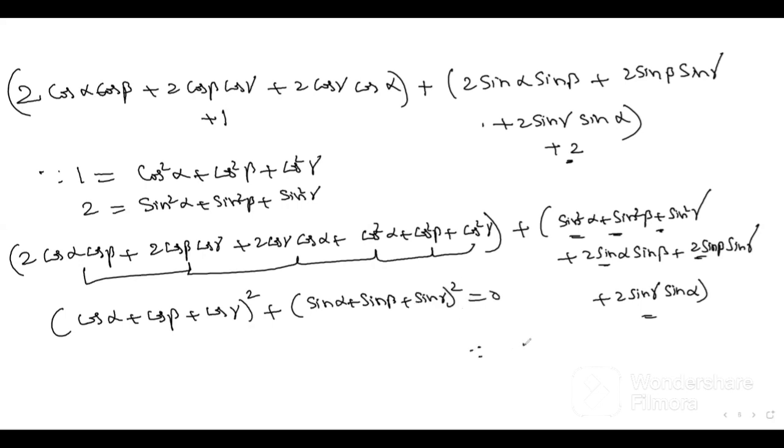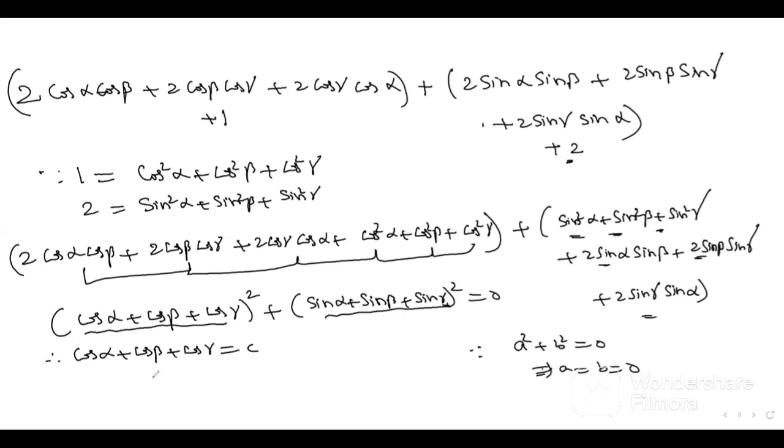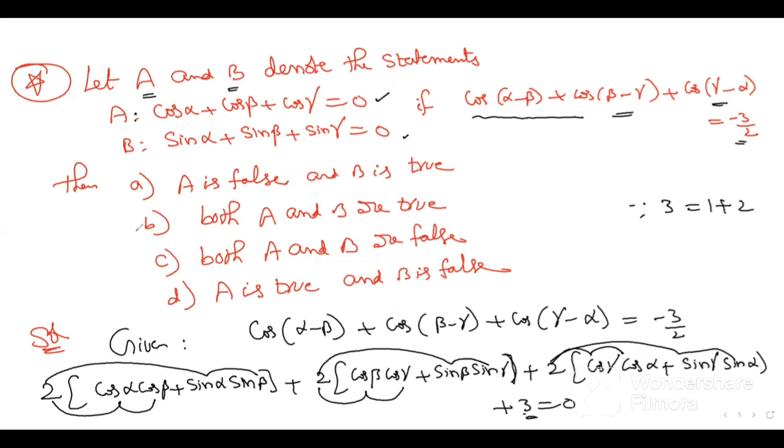Okay, here is one formula: a square plus b square is equal to 0 means a and b must be equal to 0. Therefore, here this total is a, this total is b. So a square plus b square is equal to 0, then a and b must be equal to 0. So cos alpha plus cos beta plus cos gamma is equal to 0, as well as sin alpha plus sin beta plus sin gamma is equal to 0. Okay. So which option is correct? Here A and B conditions are true. Second option is correct.